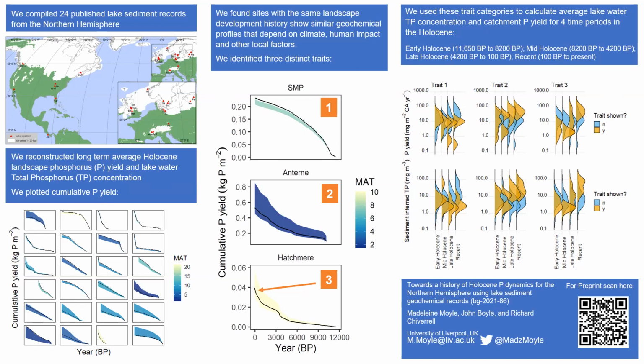And consequently, we get a convex upwards cumulative curve. And this is typical of what you'd expect in a reset landscape with only natural processes operating. Case 2, trait 2, is illustrated here by Arten.